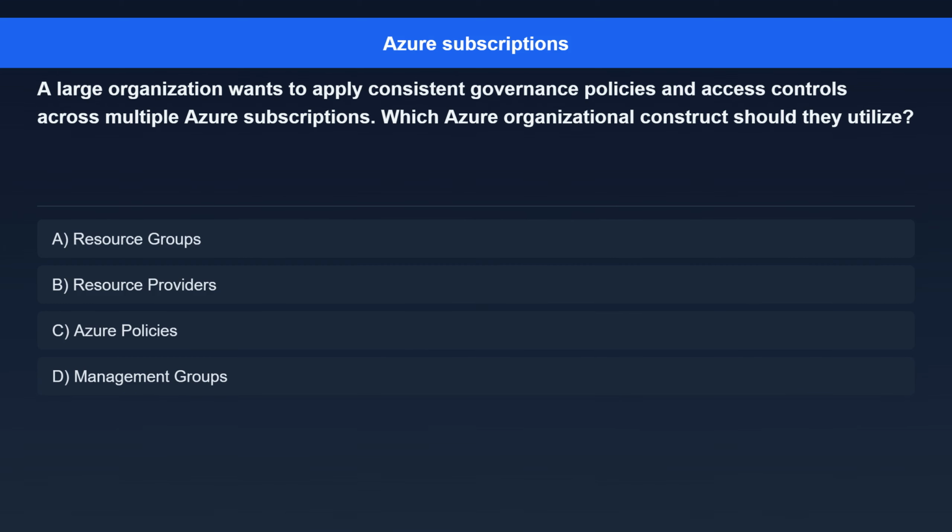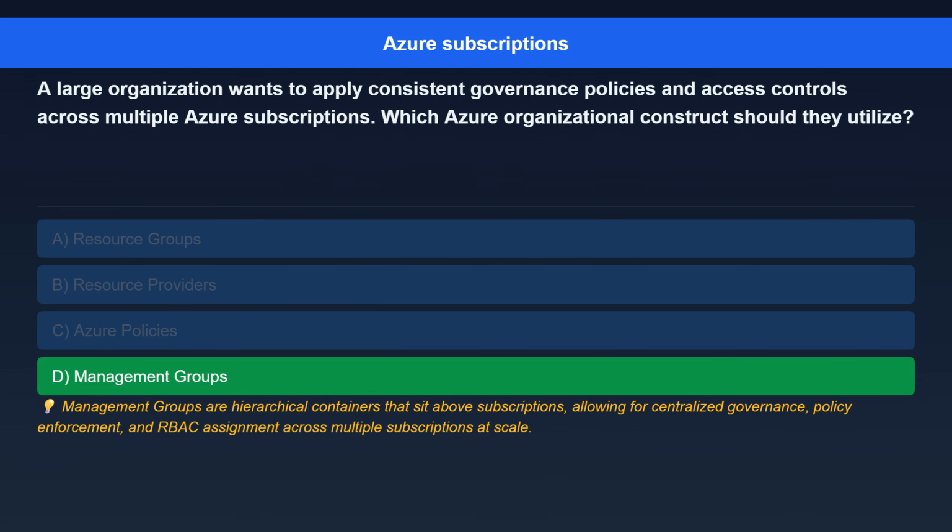Question 9. A large organization wants to apply consistent governance policies and access controls across multiple Azure subscriptions. Which Azure organizational construct should they utilize? Option A, resource groups. Option B, resource providers. Option C, Azure policies. Option D, management groups.